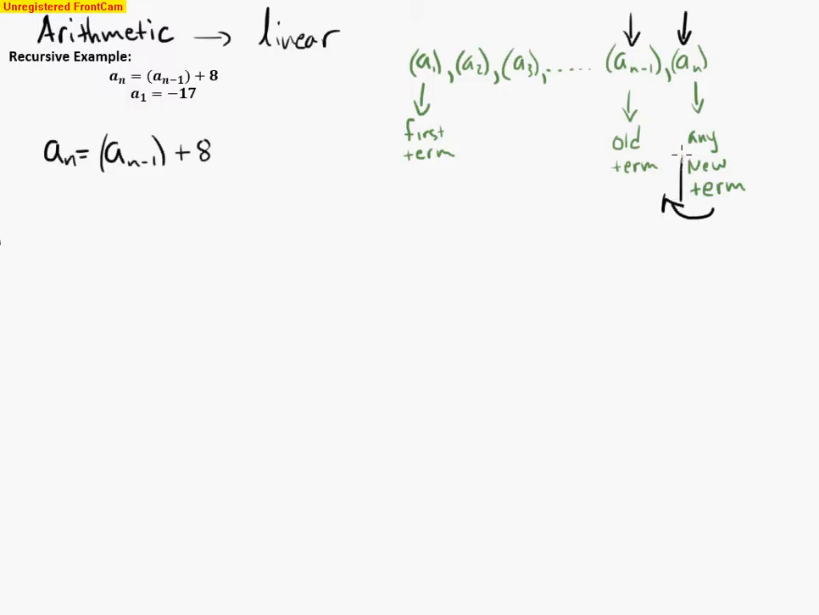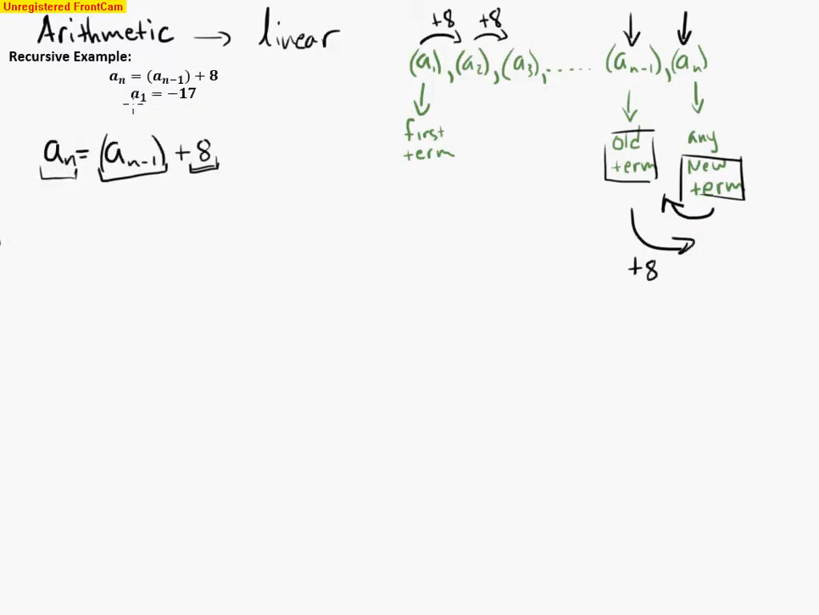To get my new term, I have to look at my old term and add that change. So in this case, it's a plus 8. Every single term, I'm going to be adding plus 8, plus 8. And we know that because this guy is my difference. So he's saying take my old term plus 8 is going to give me my new term.